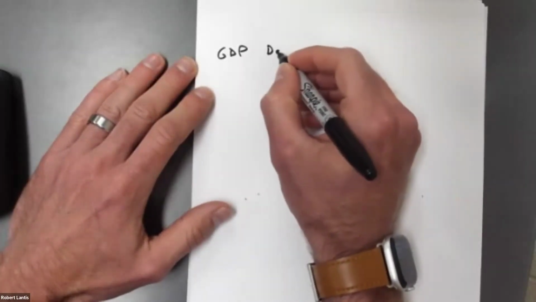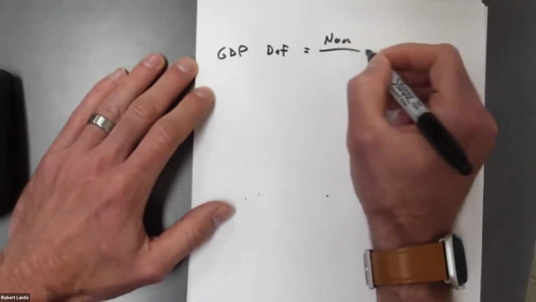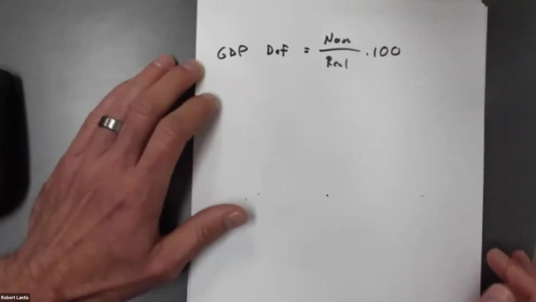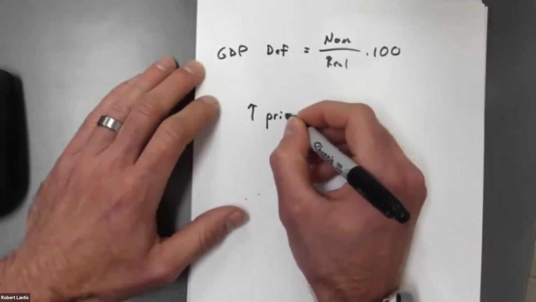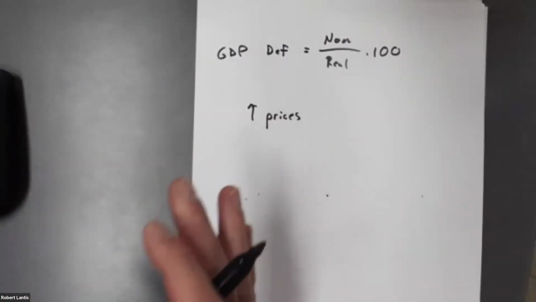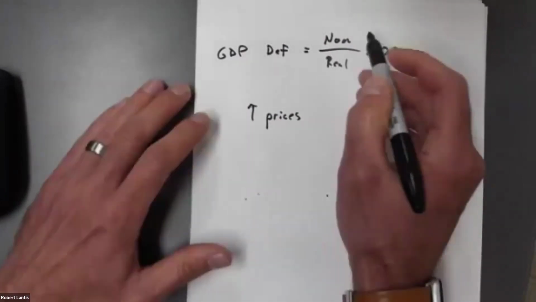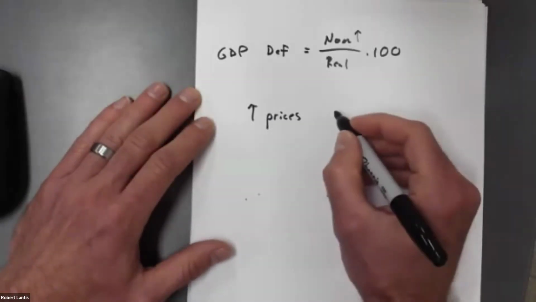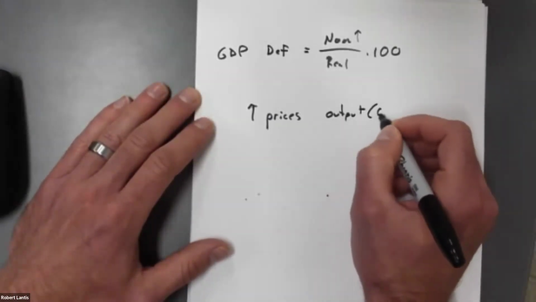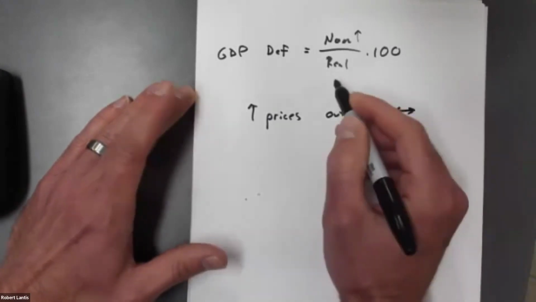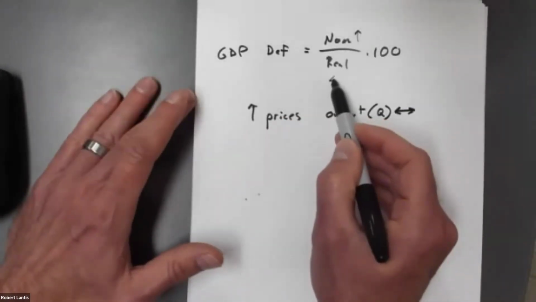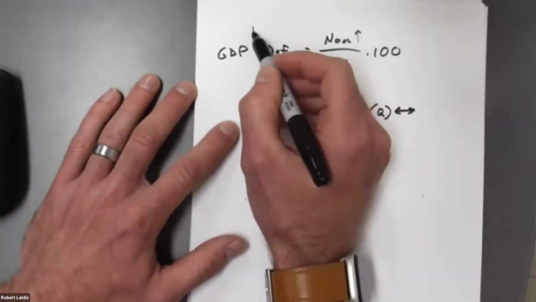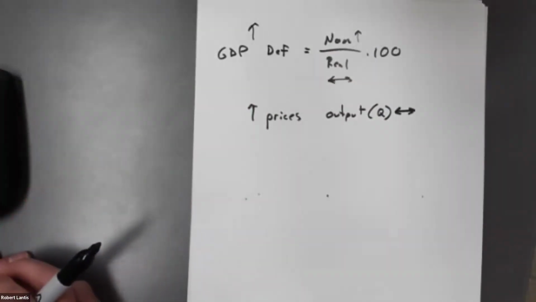I said my GDP deflator is equal to my nominal GDP over my real GDP times 100. So if we had an increase in prices, even if we hold output the same, changes in prices would cause an increase in my nominal GDP. Now, if output or quantity hasn't changed, then my real GDP, which I've adjusted for prices, shouldn't change at all. So price increases only impact nominal GDP, which would cause my GDP deflator to increase.